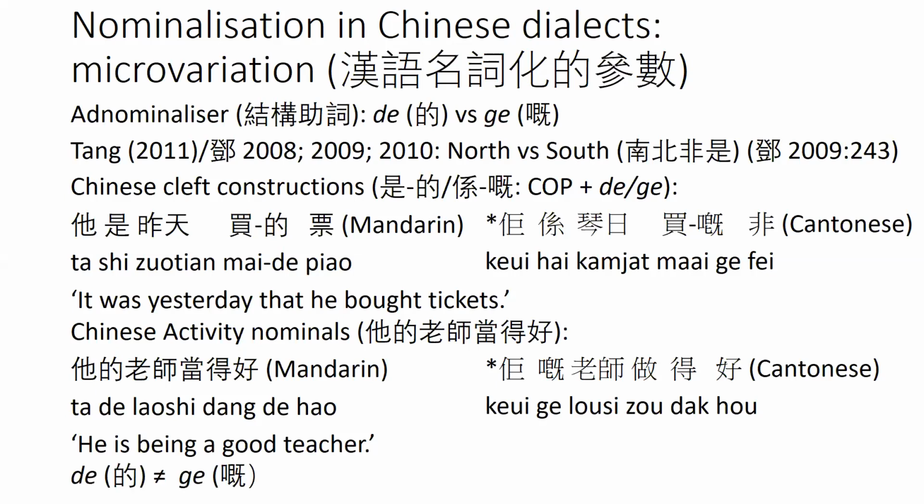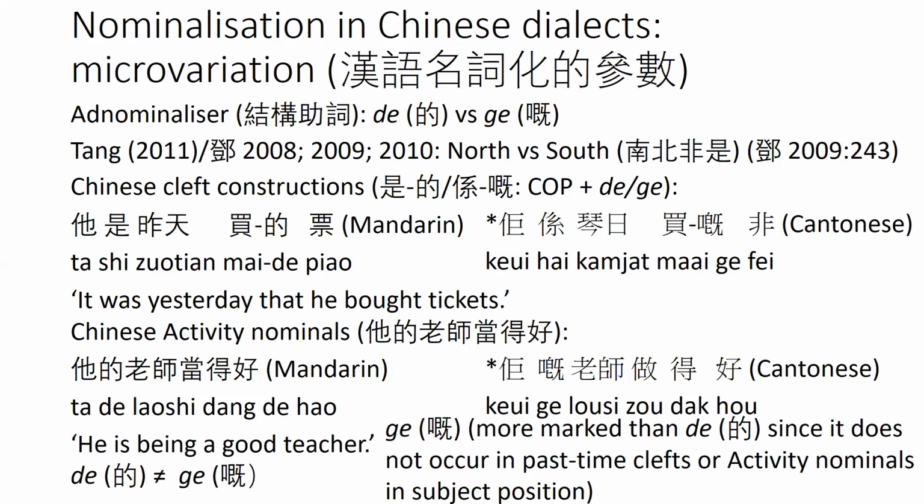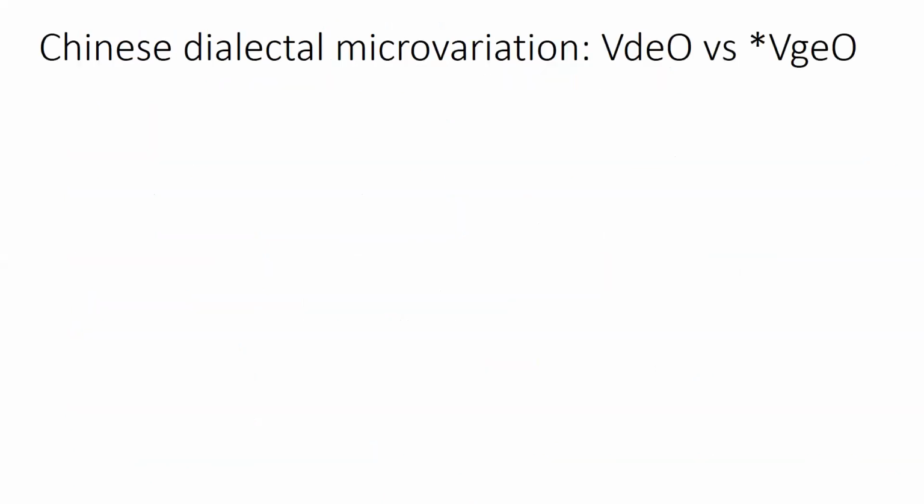All right, so there are clearly these microvariations between de and ge that Tang has raised, and that we should be occupied with. Ge seems to be more marked than de, and there are constructions where de occurs, but ge is prohibited, as seen in these cleft and activity constructions.